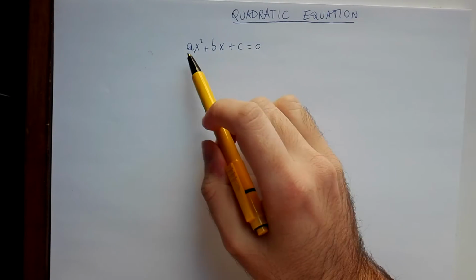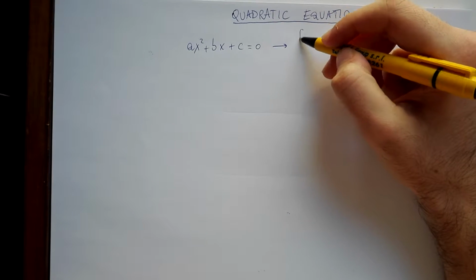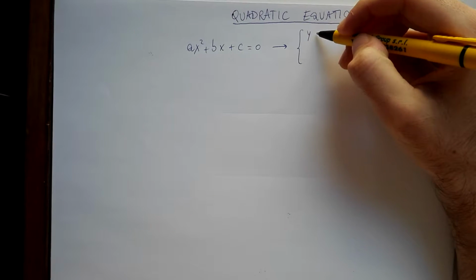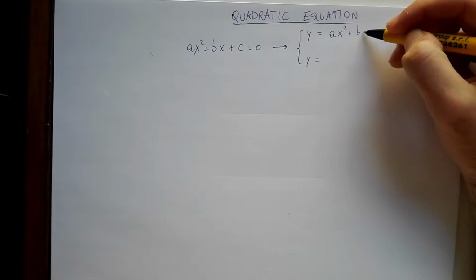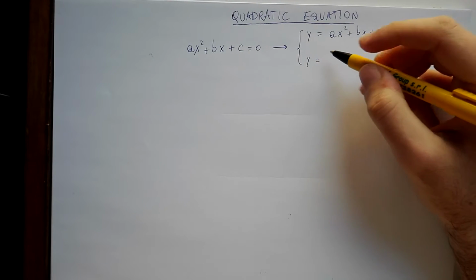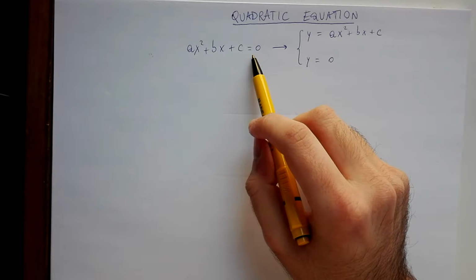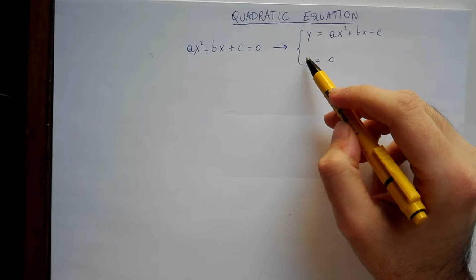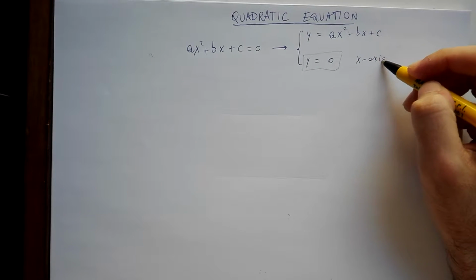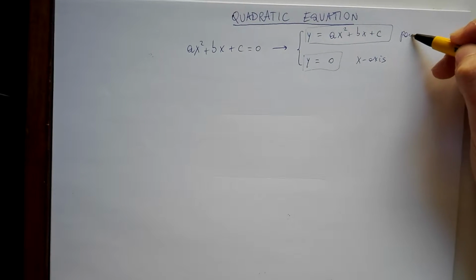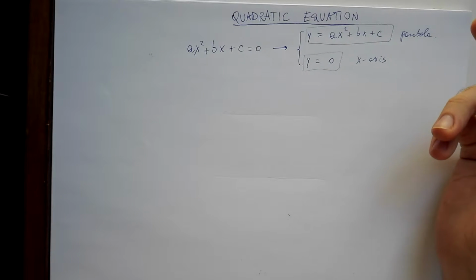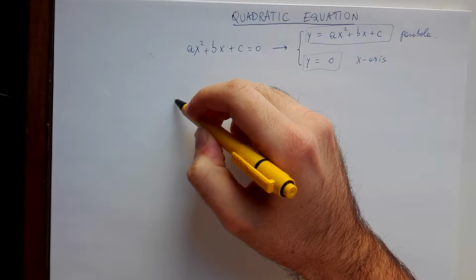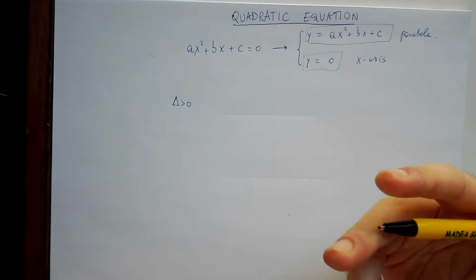The point is that solving this equation is the same thing as solving a system of two equations, where the first one is y equals the left-hand side of the equation, and y equals the right side, which is 0. So basically, solving an equation is the same thing as finding the intersections of the x-axis and a parabola. So this picture should really help you figure out why there are three cases, because when we have two solutions, so delta greater than 0, this means that the parabola intersects the x-axis twice in two different points.